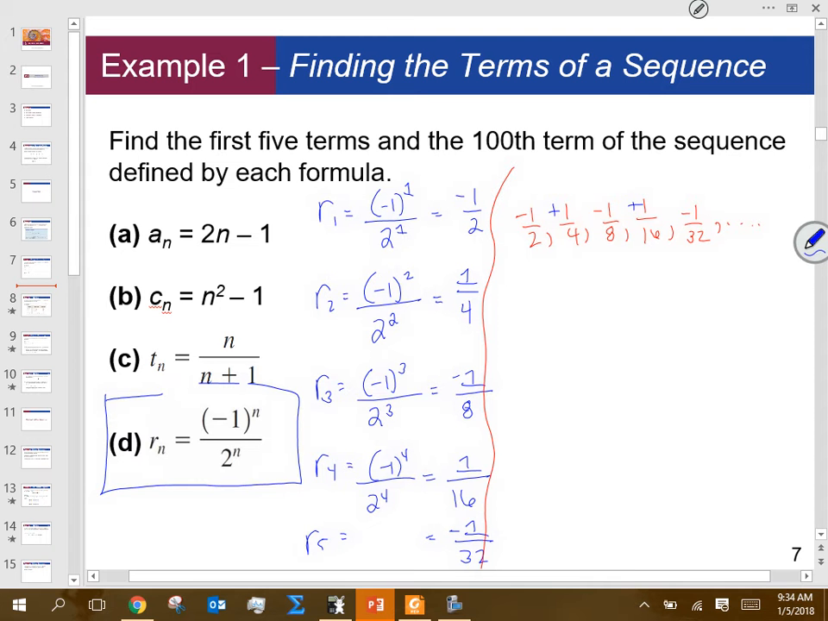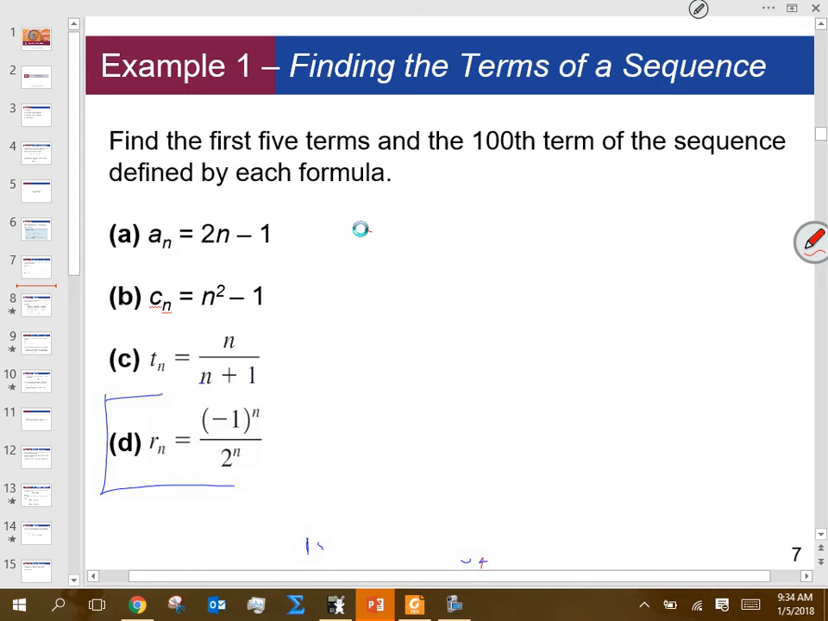Okay. Now think about this. What if I wanted my list, instead of starting at, because we had negative 1/2 to 1/4 to negative 1/8 to positive 1/16. What if I wanted it to start at positive 1/2, then go to negative 1/4, then go to positive 1/8, and then negative 1/16? What if that's what I wanted to happen? Well, how would I have to adjust this to do that?